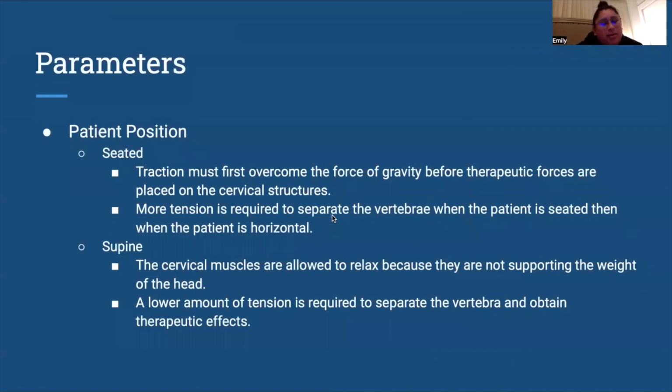And then some of the parameters would be patient position. So if they're seated, the traction must first overcome the force of gravity before the therapeutic forces are placed on the cervical structures, or more tension is required to separate the vertebrae when the patient is seated than when the patient is horizontal. And then in the supine position, cervical muscles are able to relax because they're not having to support the weight of the head. And also a lower amount of tension is required to separate the vertebrae and obtain therapeutic effects.